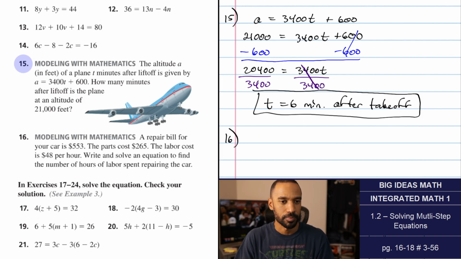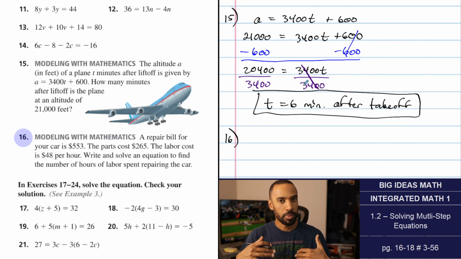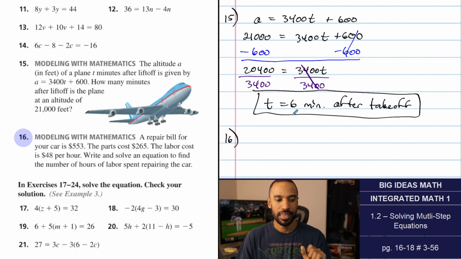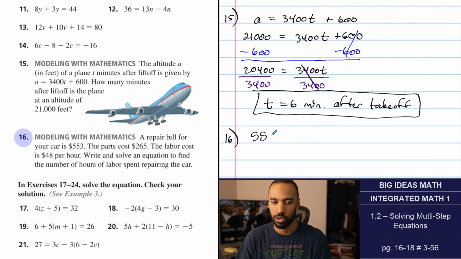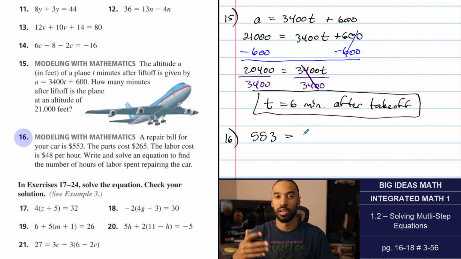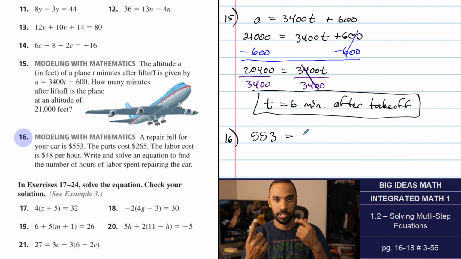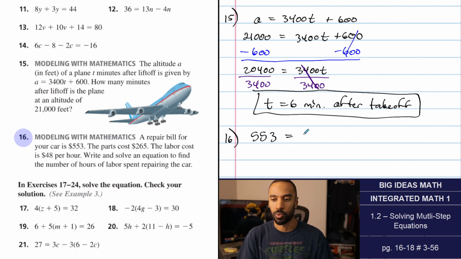Okay, number 16. A repair bill for your car is $553. The parts cost $265. The labor cost is $48 per hour. Write and solve an equation to find the number of hours of labor spent repairing the car. Okay, let's let H be the number of hours spent. They said the entire repair bill is $553. So I'm going to put this as the total. If you understand how most repair things work, it's the cost of parts, cost of labor. Add those together. So that's what we're going to do.